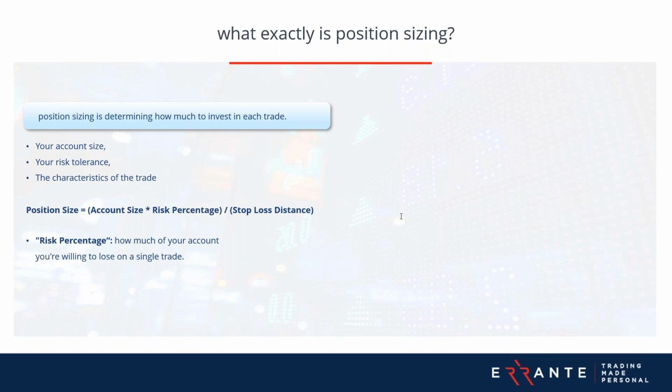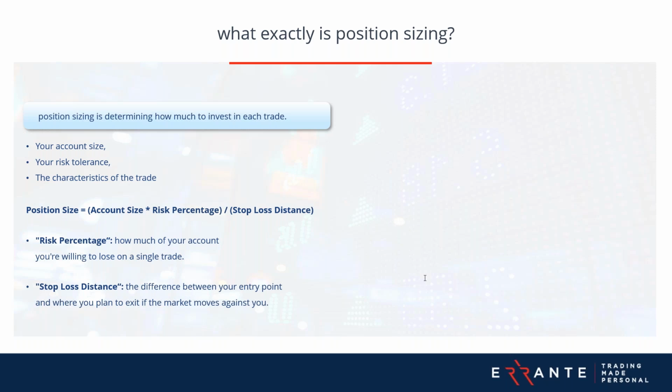First, risk percentage represents how much of your account you're willing to lose in a single trade. For most traders, this ranges between 1% to 3%. By staying within this range, you ensure that even if you hit a streak of losing trades, your account remains intact. Next, the stop loss distance is the difference between your entry point and where you plan to exit if the market moves against you. This is critical because it helps define the risk in terms of pips, points, or dollars.